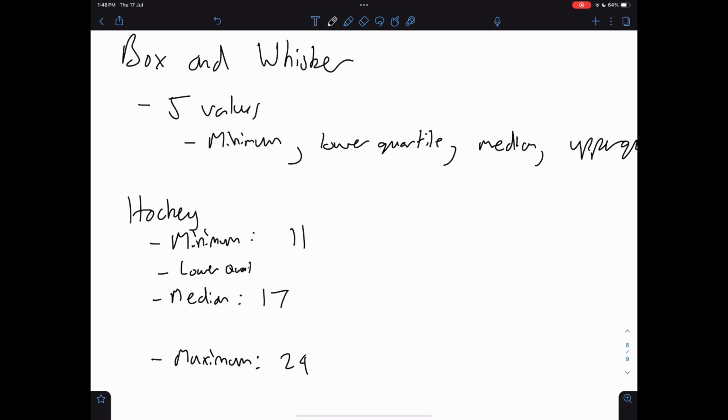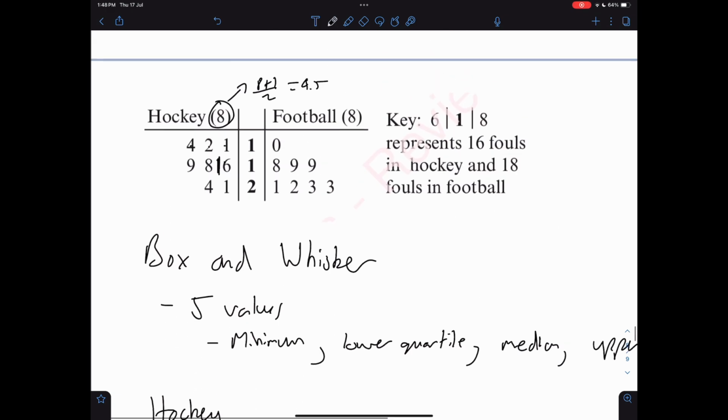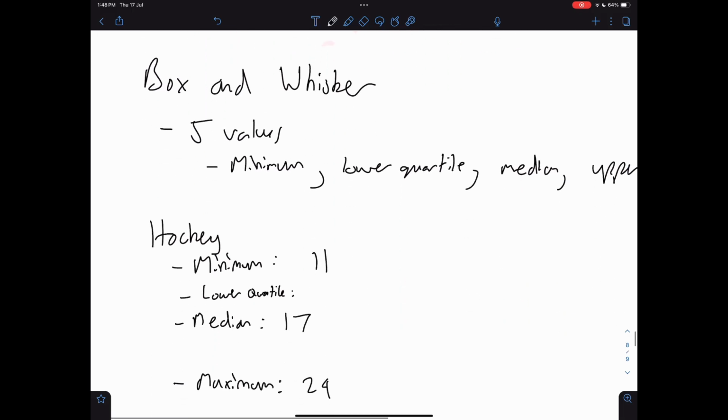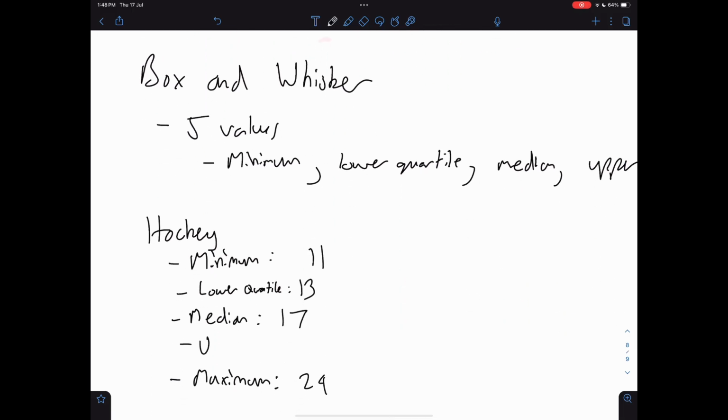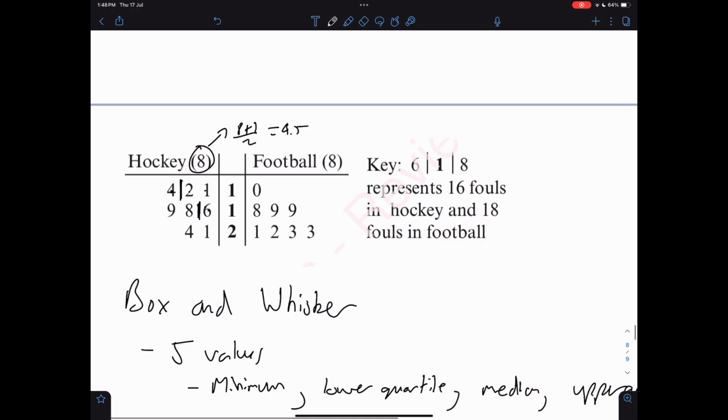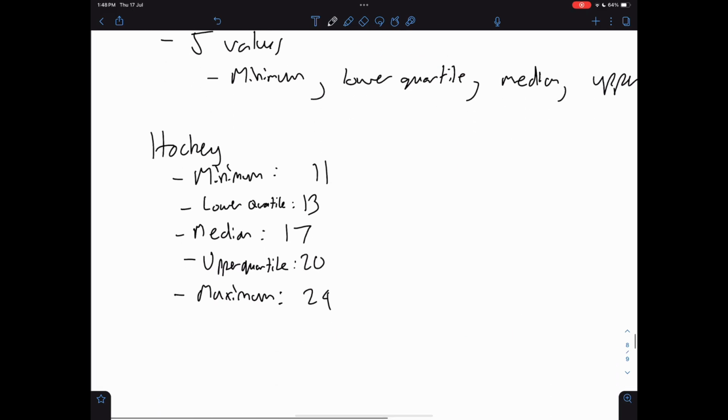Now for the lower quartile, we take the median of the lower half. 1, 2. The middle is in between here, so we've got 13. The upper quartile will be up here, 1, 2, in between these two, so 20.